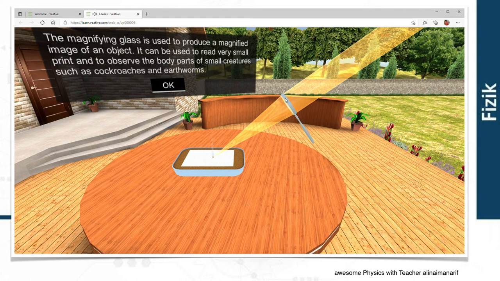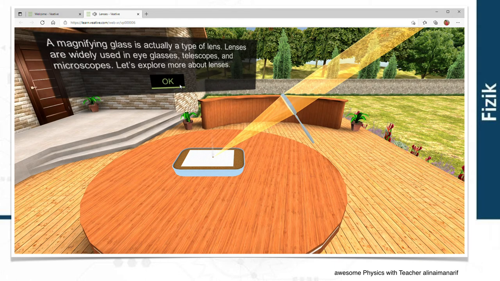The magnifying glass is used to produce a magnified image of an object. It's also used to read very small print and observe the body parts of small creatures. A magnifying glass is actually a type of lens. Lenses are widely used in eyeglasses, telescopes, and microscopes. Let's explore more about lenses.